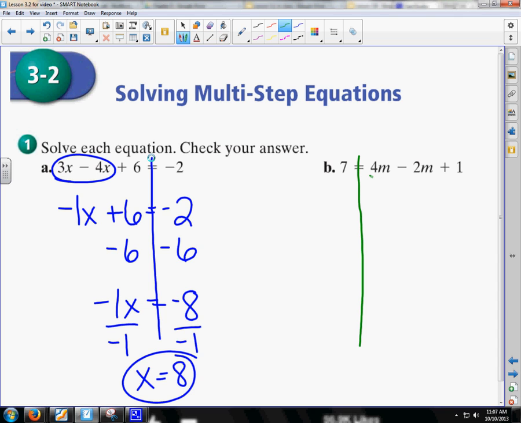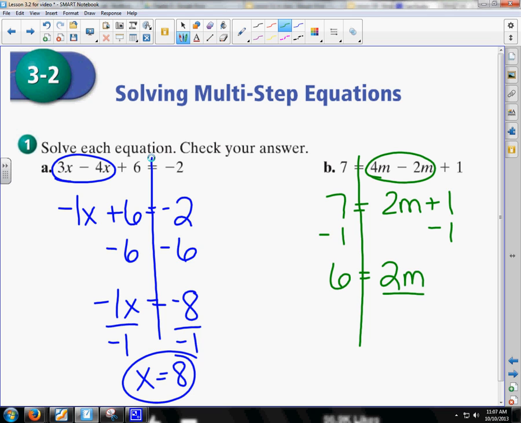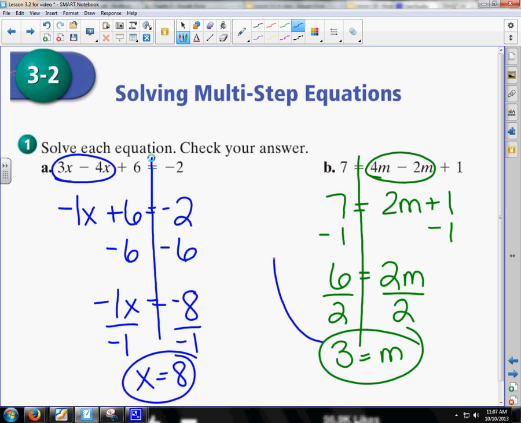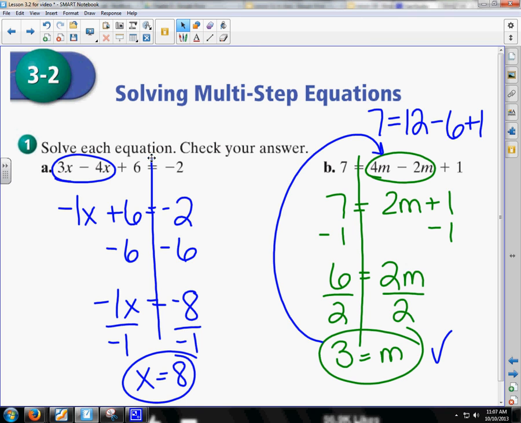Okay, so I'm going to combine like terms, which is 2m plus 1 equals 7. I minus 1. So 2m equals 6, and then I divide by 2, so m equals 3. Now, on a test or a quiz, you're going to want to put this back in and double check. So does 7 equal 3 times 4 is 12, minus 2 times 3, which is 6, plus 1. 12 minus 6 is 6, plus 1 is 7, so my answer checks out.